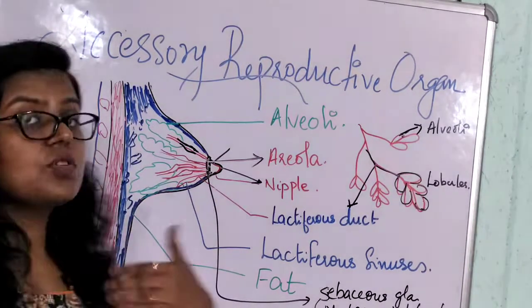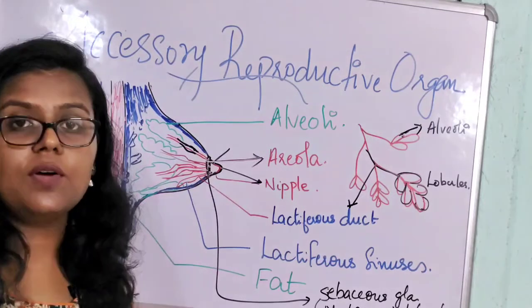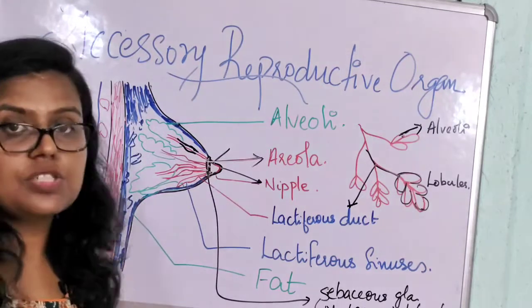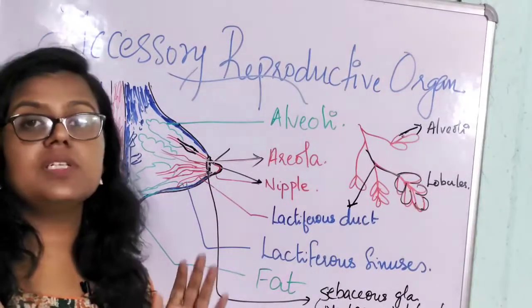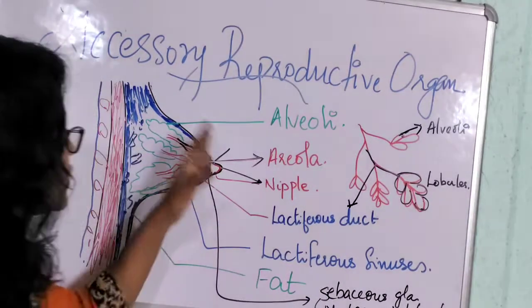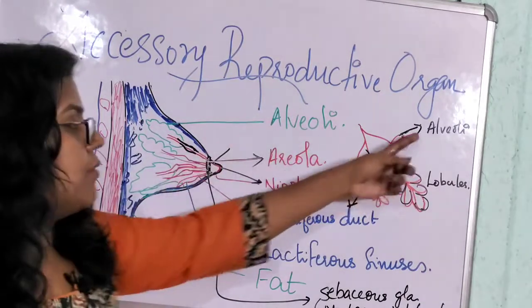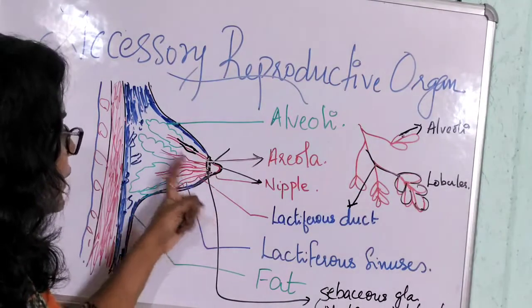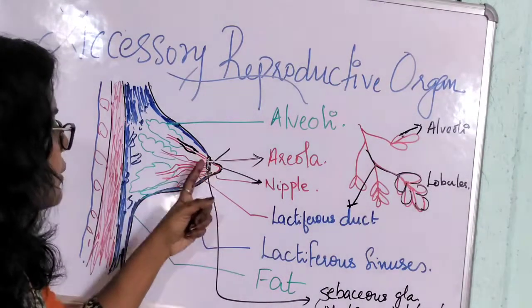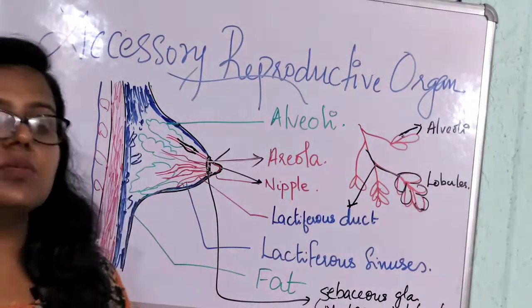What is the significance of Montgomery's tubercles? They help in lubrication at the time of lactation. At the time of feeding, they help in the lubrication of the nipple. So this much is about the parts of the breast: the alveoli, the lobules, lactiferous duct, lactiferous sinuses, then the nipple and the areola. These are the main parts of the breast.